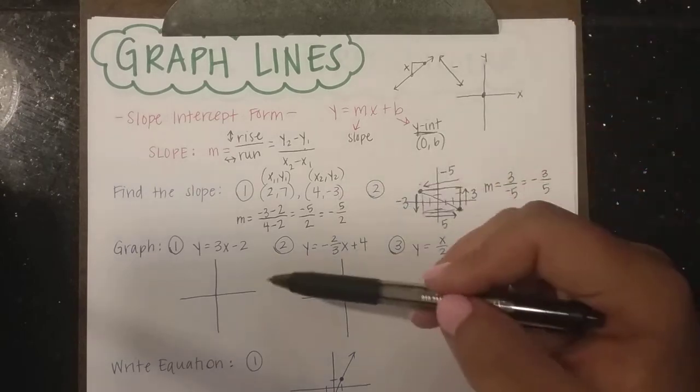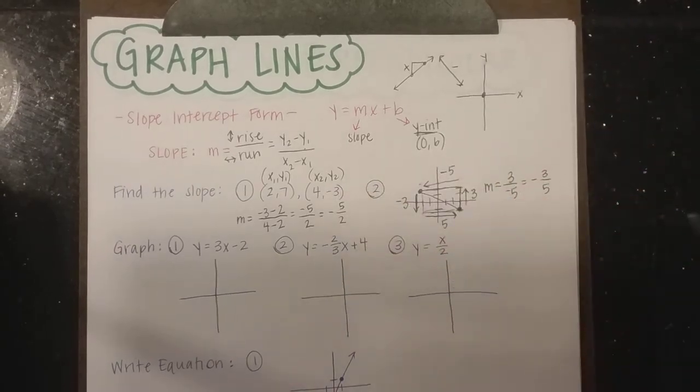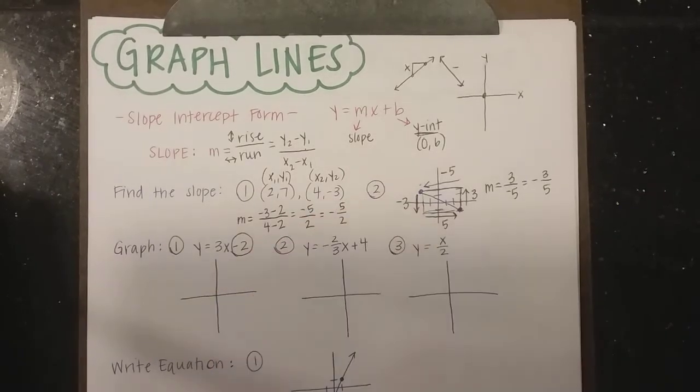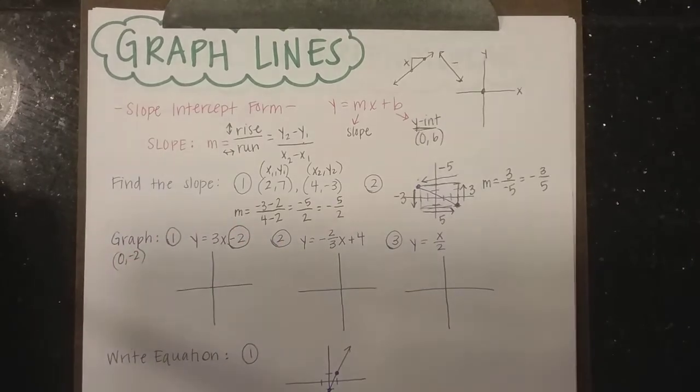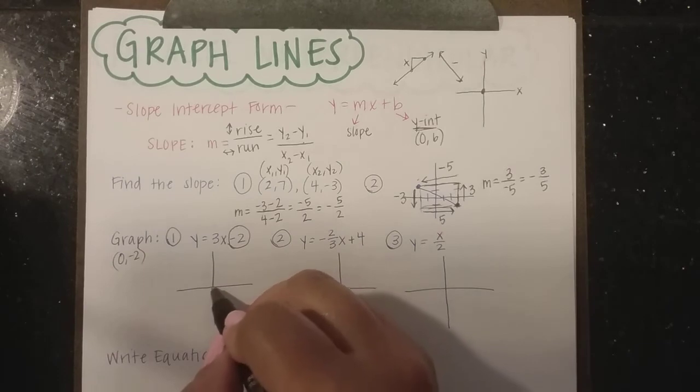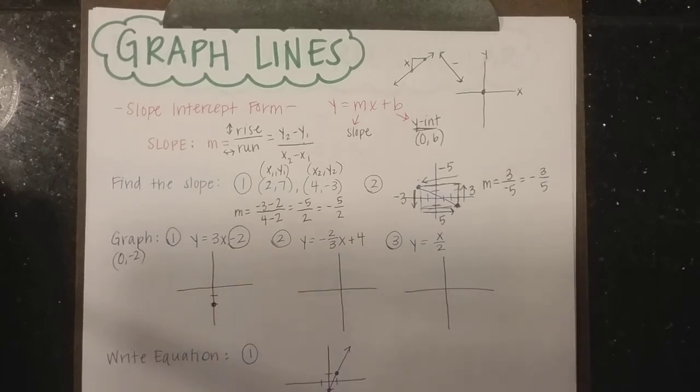So to graph these 3, I'm going to start by finding my y-intercept. So for the first one, my y-intercept is negative 2. So that means I have a point at 0, negative 2. So to plot my point, you start at the x value on the x-axis, that's at 0, and then I go down to negative 2. I'm going to put a point.